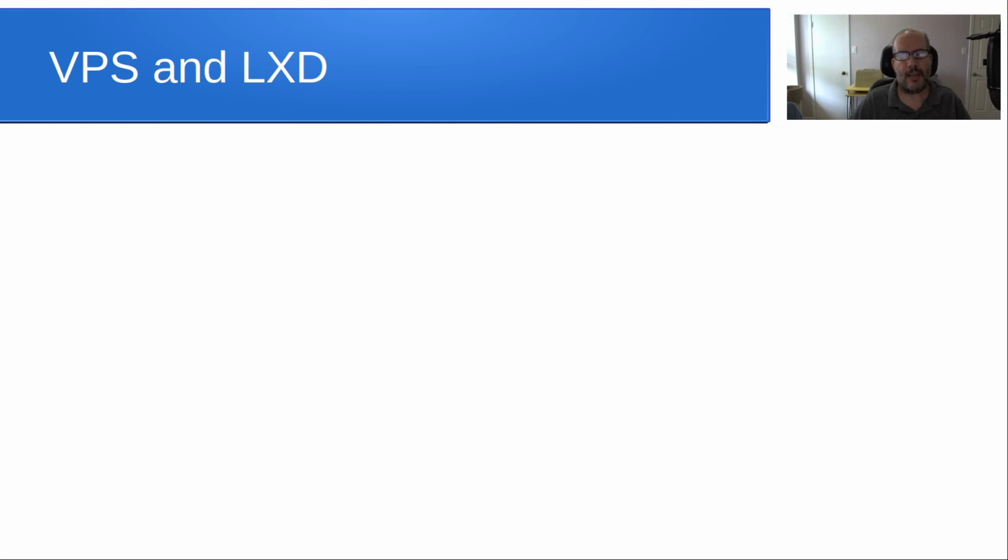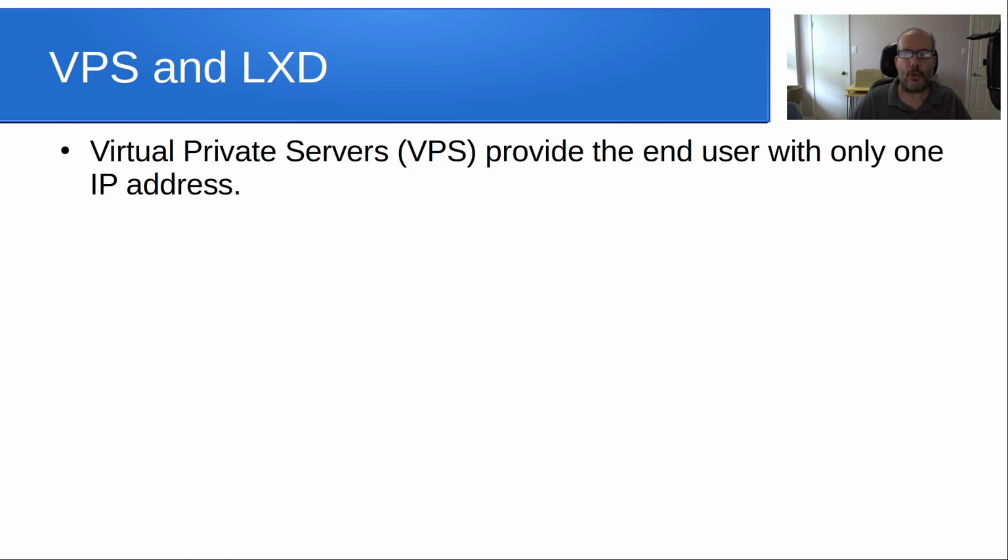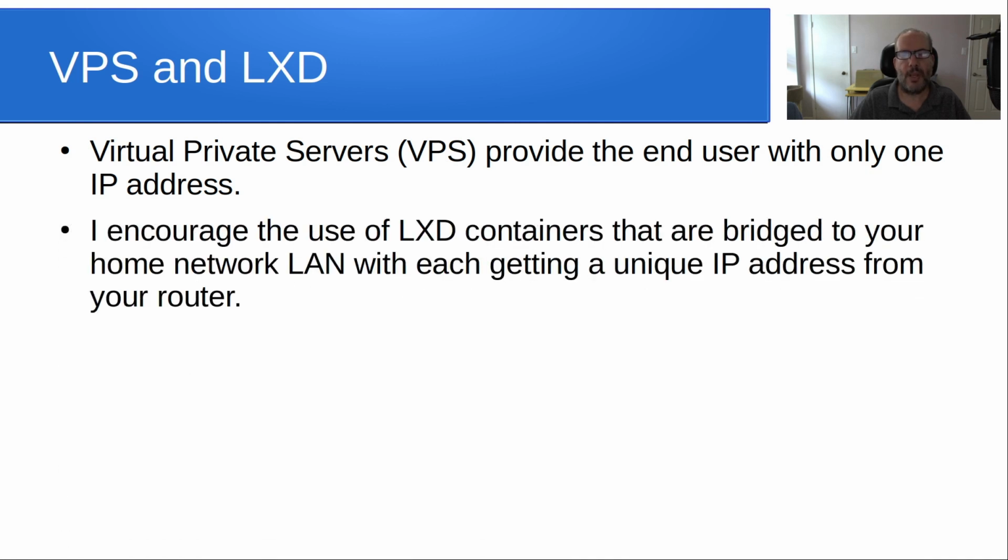Well, it's been a few days since my last tutorial, and today I thought I would discuss VPS and LXD. So virtual private servers provide the end user with only one IP address. When I talk about virtual private servers, I'm referring to something like AWS, Azure, or any of the other public service providers that will allow you to have a server instance out on the web in order to provide your hosted applications.